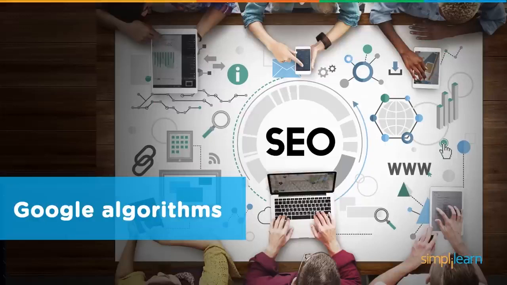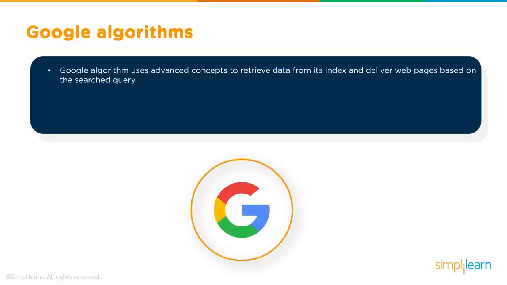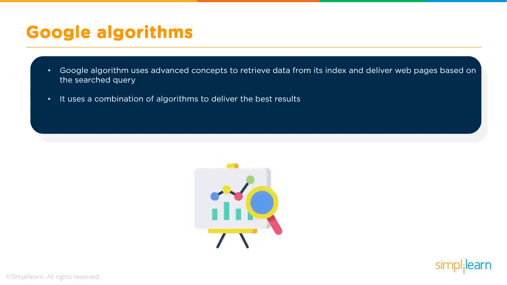So let's talk now about how the Google algorithms work. We'll shift gears here and talk about how these algorithms work on Google. So Google uses advanced concepts to retrieve data. What they do is they're spidering, they're collecting web pages, and they're taking all those web pages back to their server. And anytime somebody does a query, they're delivering those web pages within milliseconds. They're delivering results based on your query. So that's in general how it works.